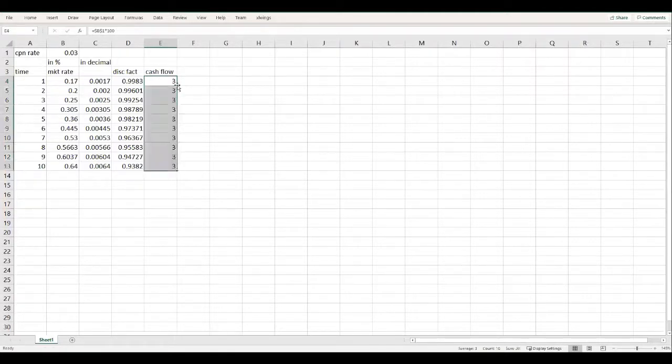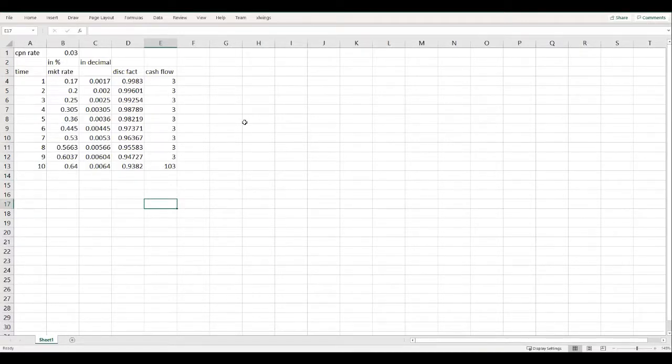And then I copy paste by double clicking. Now for the last one, I need to add the principal back, which is $103. Now you can see I have the cash flows of the bond. Then I'm ready to calculate the price of the bond.